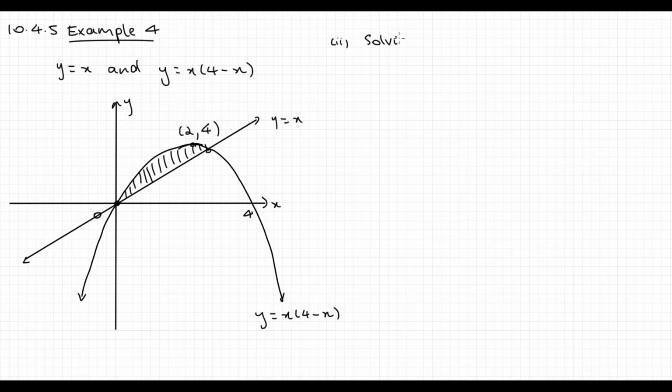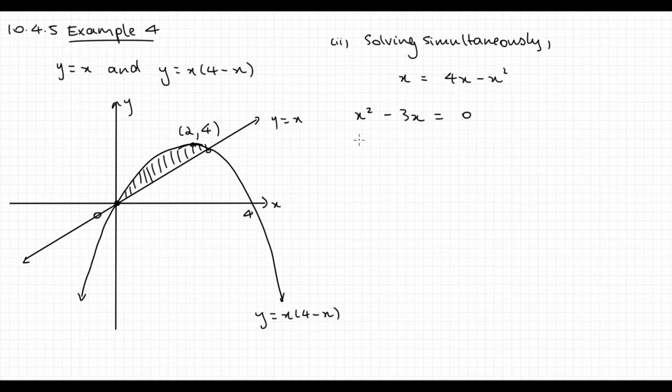So solving simultaneously, we are going to get x equals 4x minus x squared. If I move everything on the right to the left, we get x squared, and 4x goes over, so it becomes minus 4x. x minus 4x is minus 3x, equals 0. Factorizing the x out, this tells us that we've got two solutions, one at x equals 0 and one at x equals 3. We already knew that the two curves intersect at x equals 0. Now we know that the second intersection point has x value 3.